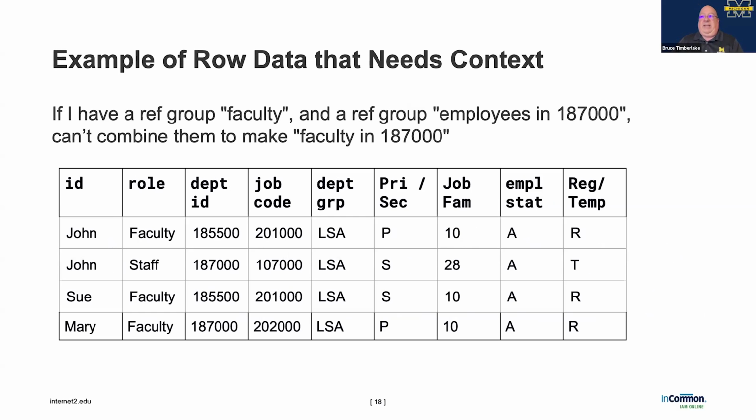So here's one that might need context. If you have a reference group that's all faculty and another one that's employees in department 187000, you can't necessarily directly combine them to get faculty that are in 187000. It might miscount John here, or not properly recognize that he's got two different jobs.